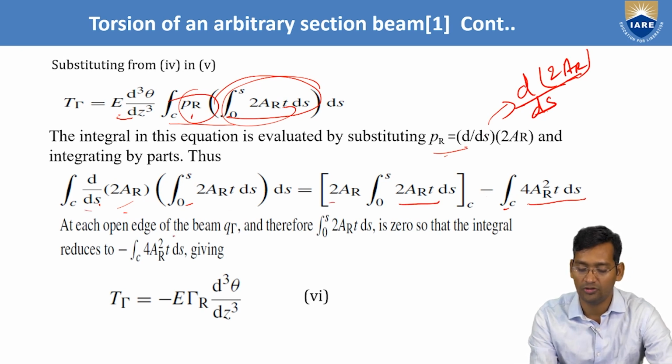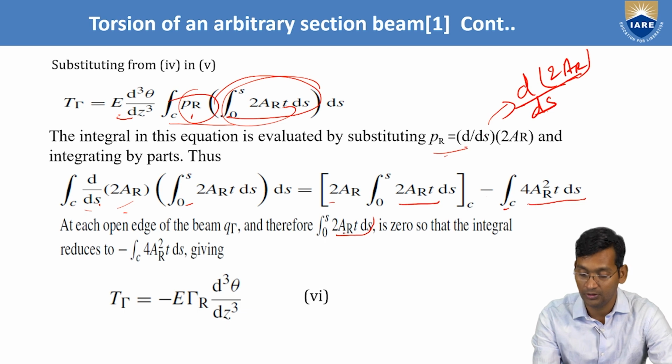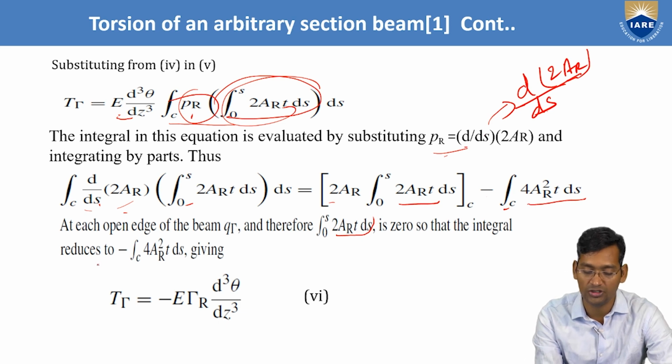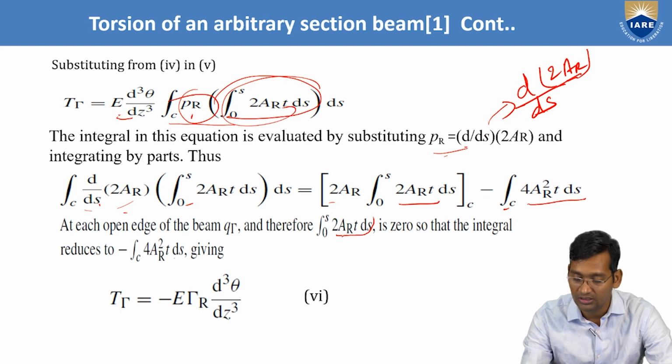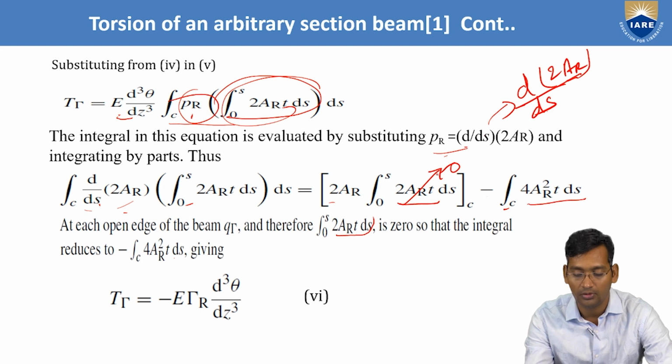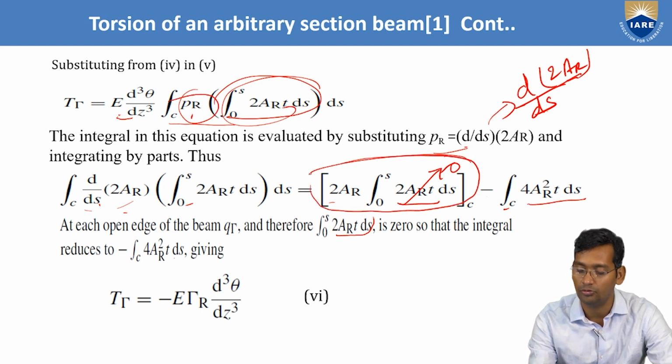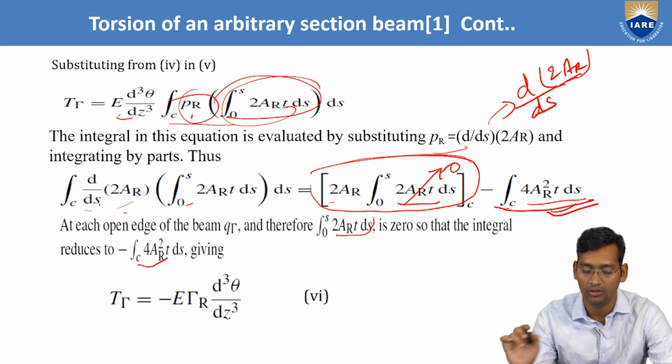At each open edge of the beam q tau is 0, and therefore 0 to s 2AR TDS is 0 at each open edge. So at each open edge, what will be there? This term will be 0. Okay, so the integral reduces to what? Minus c 4a square r TDS. So this 0 to s 2AR TDS is 0, right? So this is 0 into this 0. So the whole term will be 0. What is left? Only this term. Right, so that term is here, giving this one.